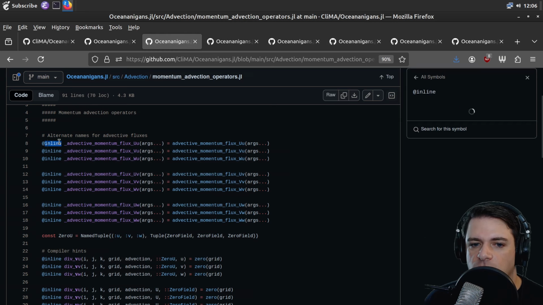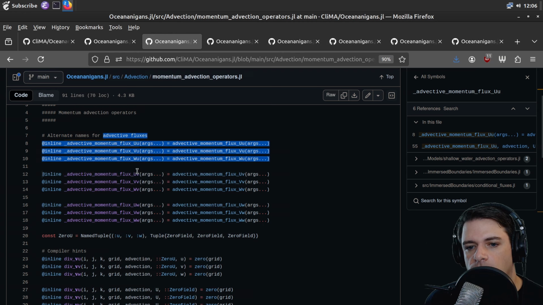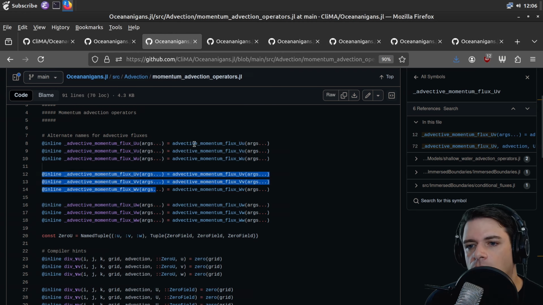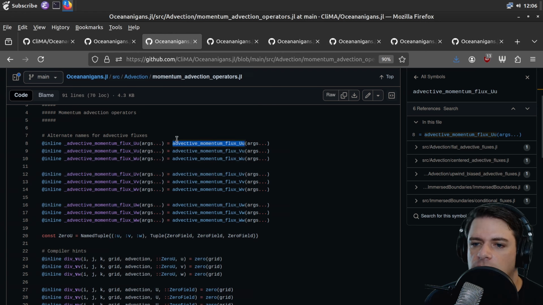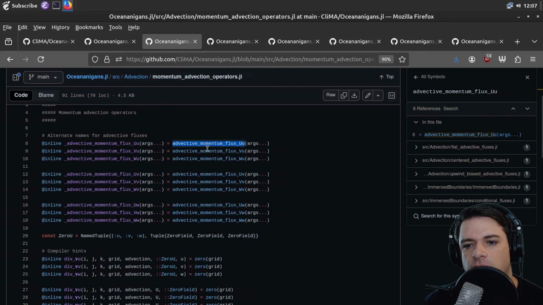Okay, so whatever this is, some inline. I guess this will inline the function, presumably. And it's some advective momentum flux U sub U. And then we have V sub U and W sub U. Maybe U, V, and W are the 3 dimensions. And this, I guess, is setting this underscore thing to this, and I'm guessing that this is implemented possibly in the file.